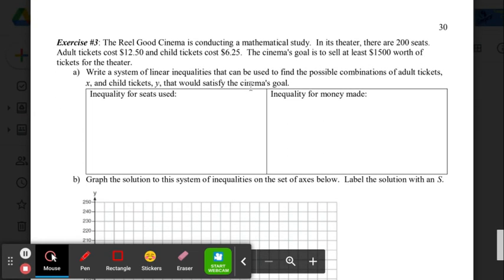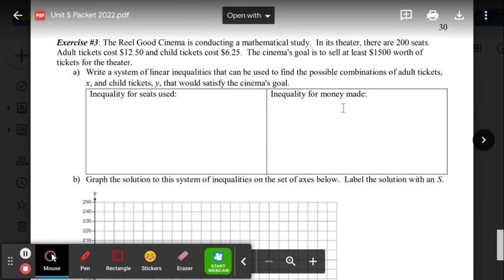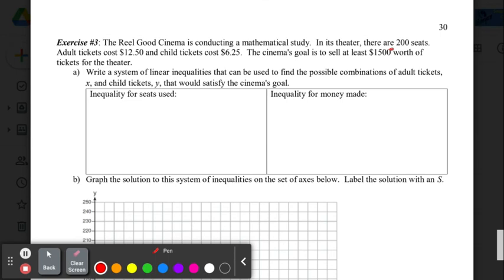So we got the Real Good Cinema is conducting a mathematical study. In its theater, there are 200 seats. Kind of looks like the auditorium question. We can't have more than 200 people then. Adult tickets cost $12.50 and children's tickets cost $6.25. The cinema's goal is to sell at least $1,500 worth of tickets for the theater.